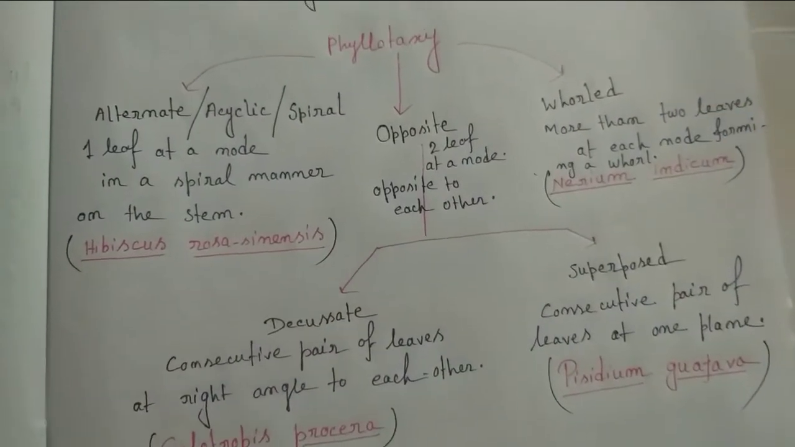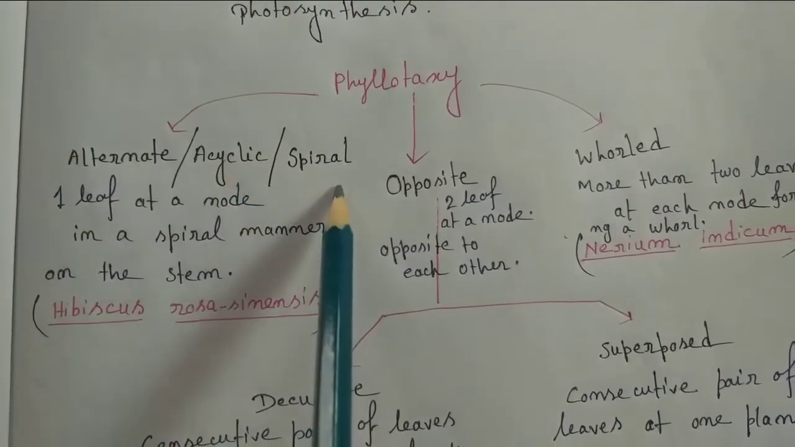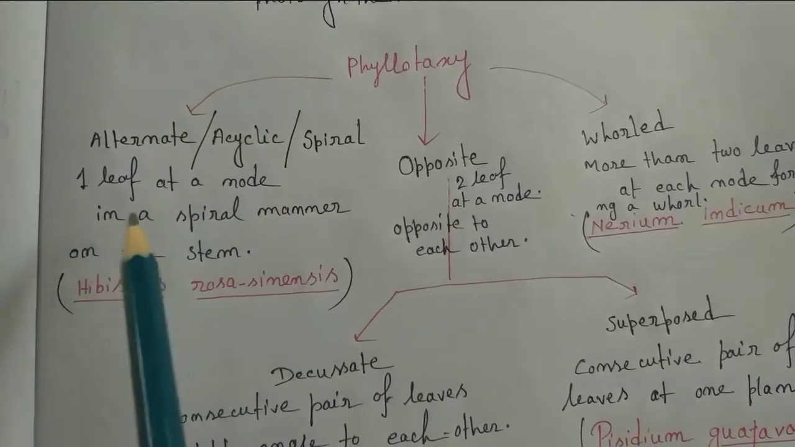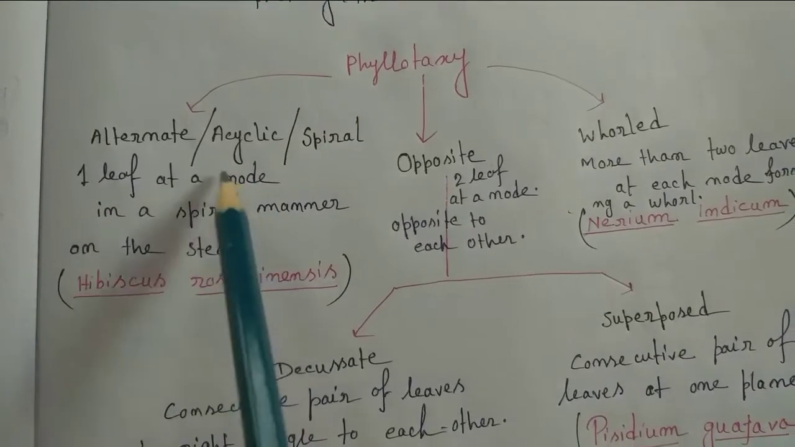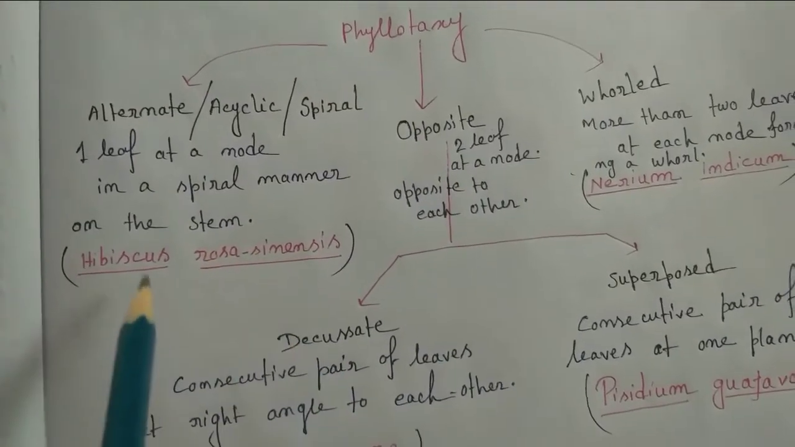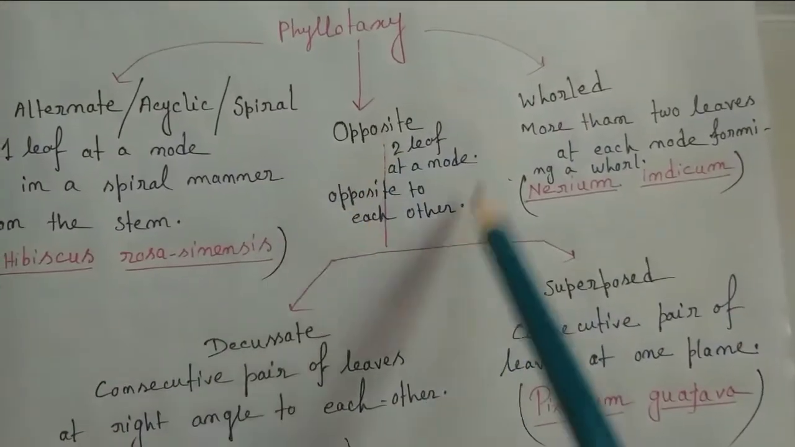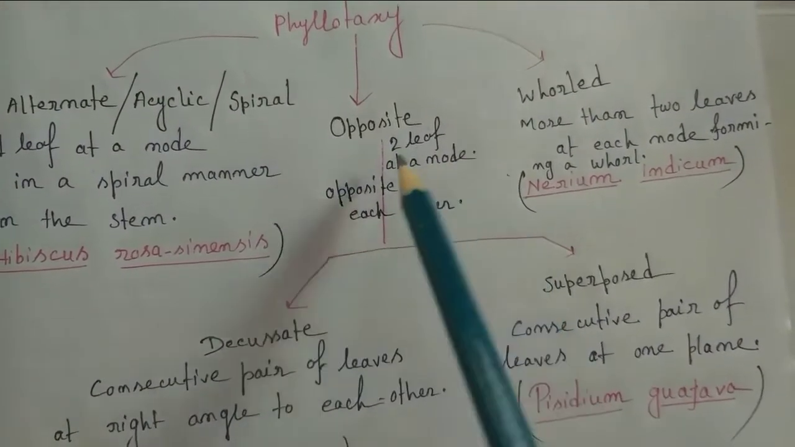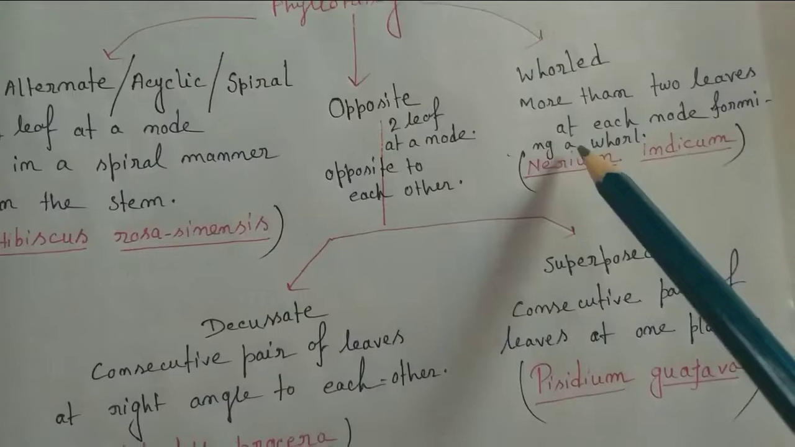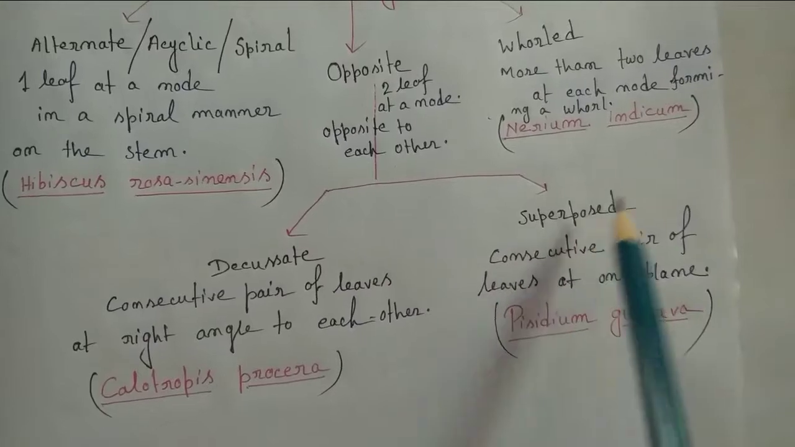So we can say that phyllotaxy is of three types: alternate or acyclic or spiral, where one leaf develops from one node and is arranged in a spiral manner on the stem. Example: the leaf of Hibiscus rosa-sinensis. And in case of opposite, two leaves are developed from each node and these two leaves are opposite to each other. And opposite phyllotaxy is of two types, that is opposite decussate and opposite superposed.